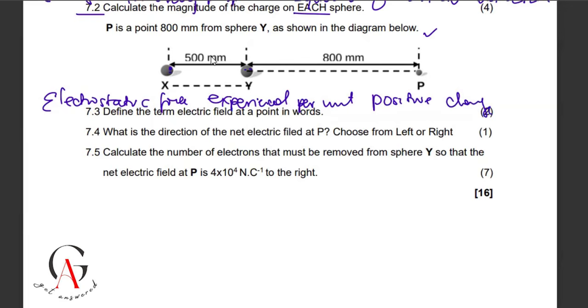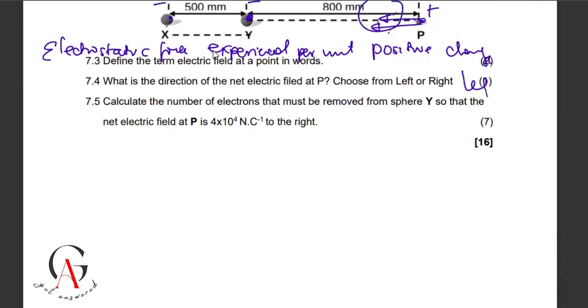Then what is the direction of the net electric field at P? We choose left or right. So if this is a positive, this is a negative, that's a negative. When you look at Y and P, P is going to experience some sort of attraction because the signs are opposite, so it's going to be in that direction. When you look at X and P, there's still attraction. It's going to be pulled that side, meaning that the net should be operating in the same direction, which is going to be left.